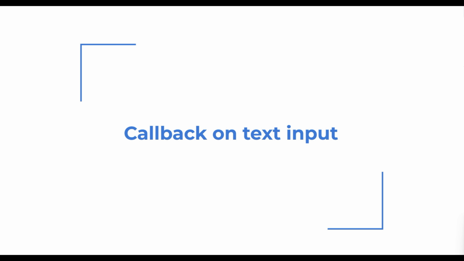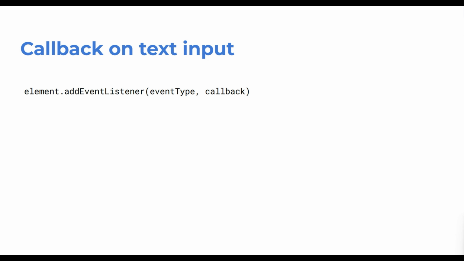So today, we will learn about the callback on text input. You should already be familiar with adding event listener to the DOM. An element has a method called addEventListener. It takes two arguments. The first is the event type. It can be any type like mouse click, focus, blur, etc.